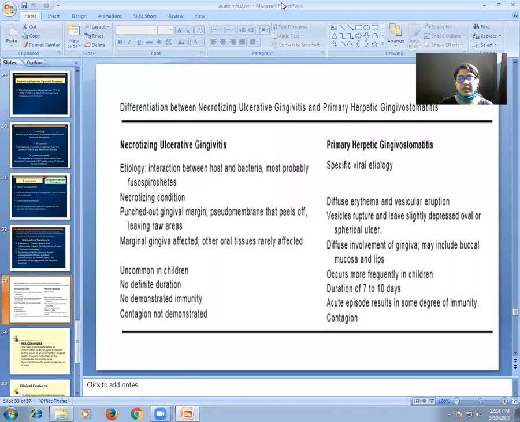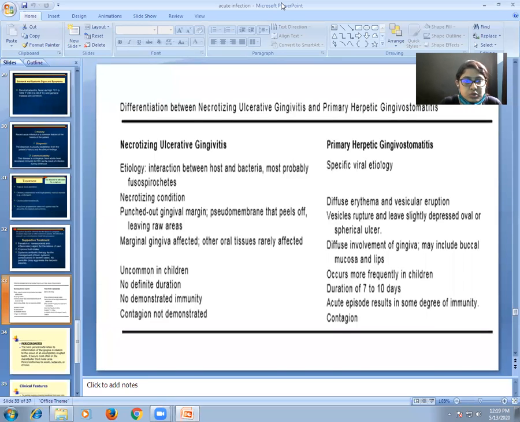Basically, we are going to discuss the difference between acute necrotizing ulcerative gingivitis and primary herpetic gingivostomatitis. The first difference between these two diseases is the etiology. Necrotizing ulcerative gingivitis is caused by bacteria, and primary herpetic gingivostomatitis is caused by a viral infection, that is HSV-1.